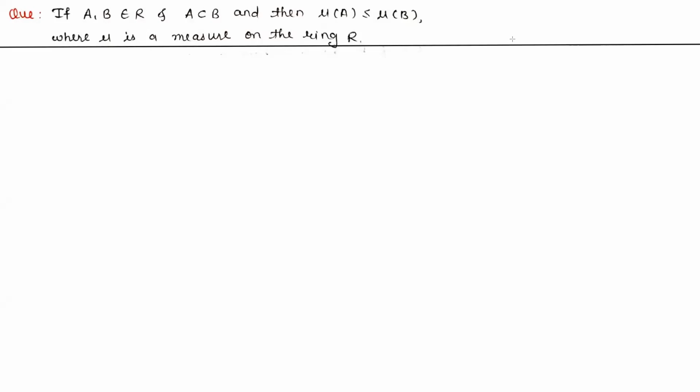Now the next question is: it is given that A, B belong to the ring R, and A is a subset of B. Then we have to prove that measure of A is less than or equal to measure of B, where this measure is defined on the ring R. So proof.